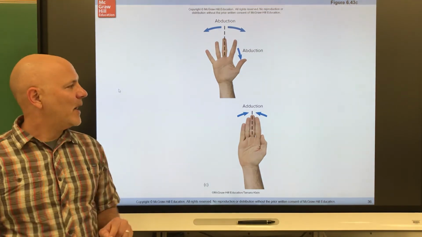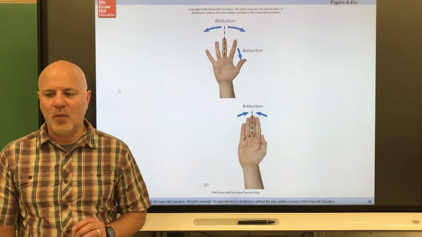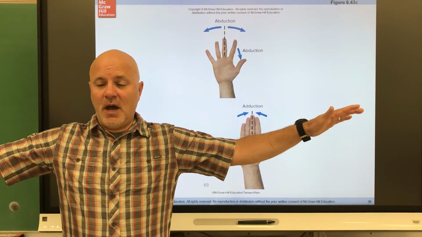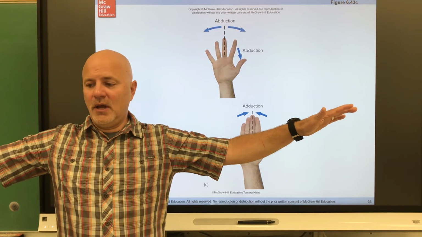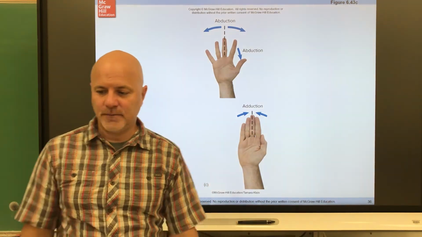This is showing abduction and adduction. So abduction is a movement apart laterally away from the midline. So, I can do this with my arms. That's an abduction. Adduction is a movement apart laterally towards the midline. So bringing my arms back down is an adduction.